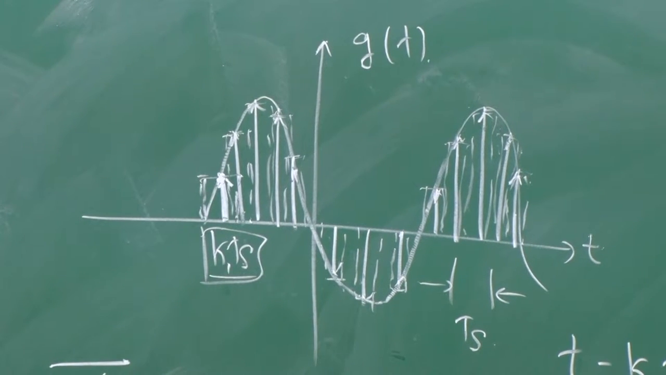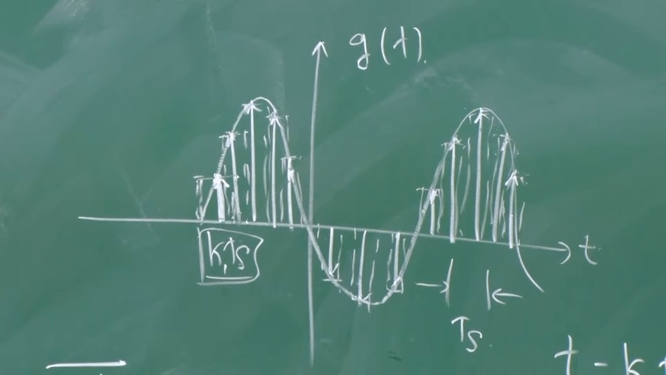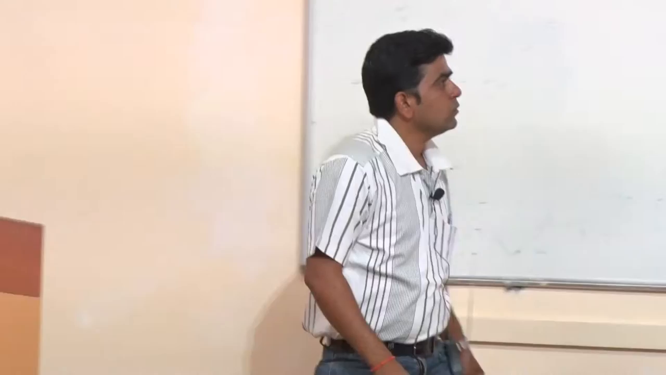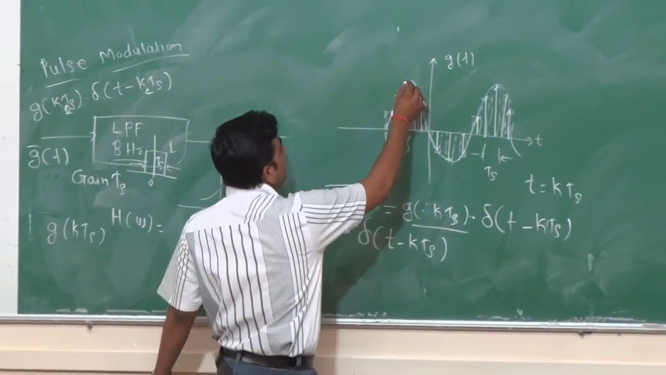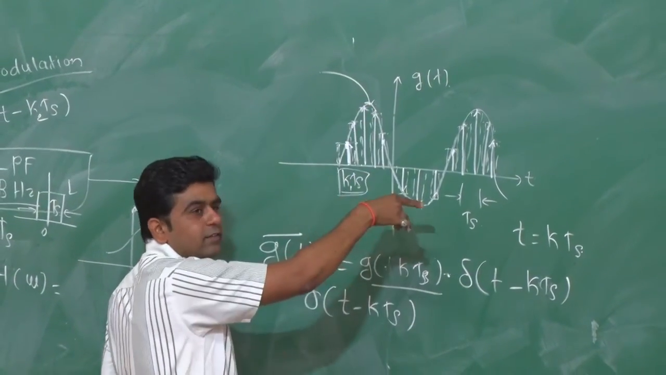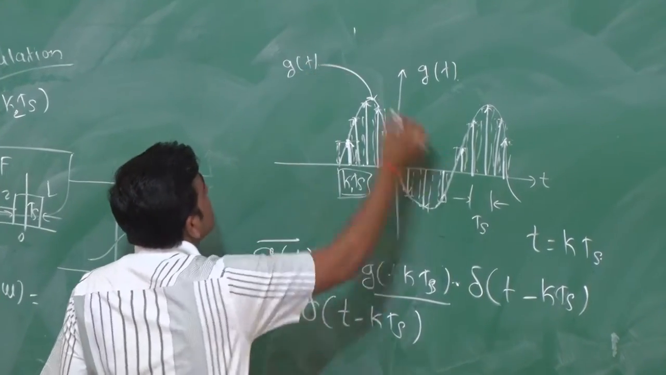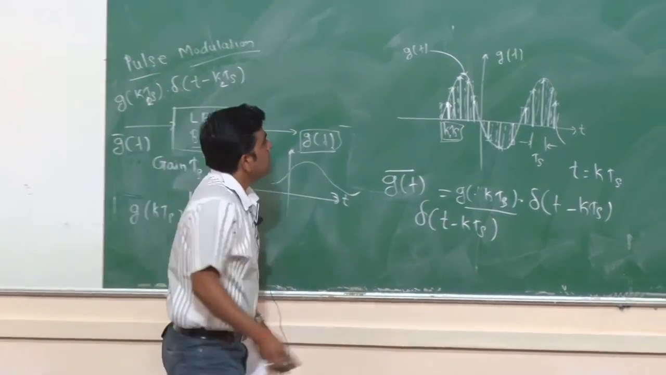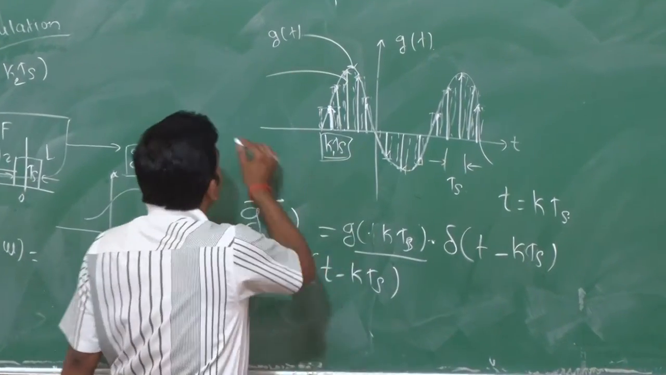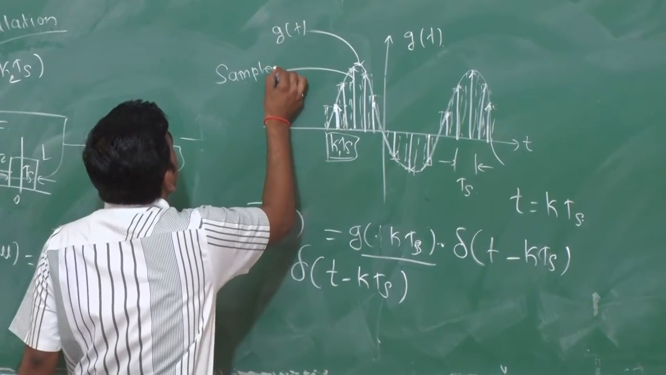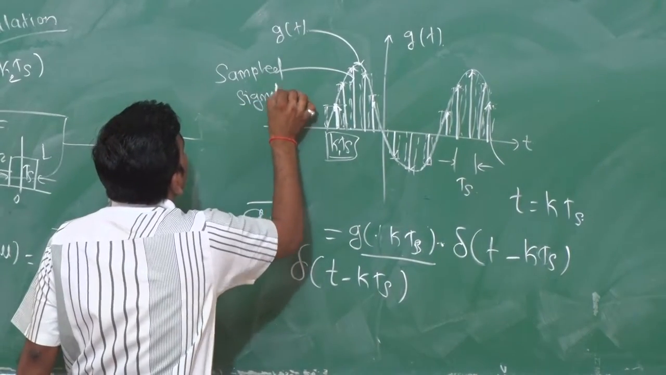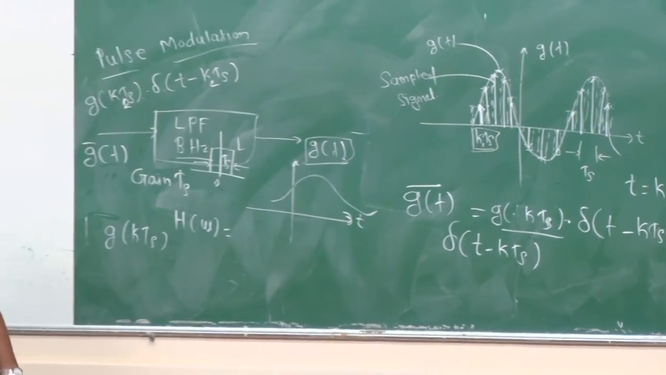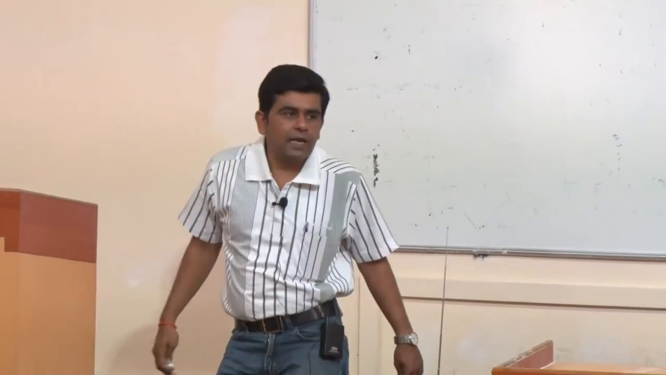Is it clear? This is called staircase approximation. Write down, this is called staircase approximation. So here we can see that this continuous signal is nothing but g of t, the original signal, which is continuous for all time instants. Then these vertical lines, impulses, which have a height equal to the sample value, are nothing but the sampled signal.